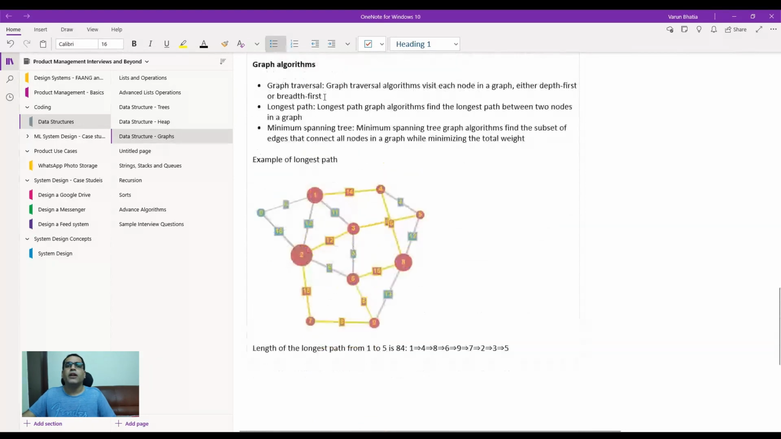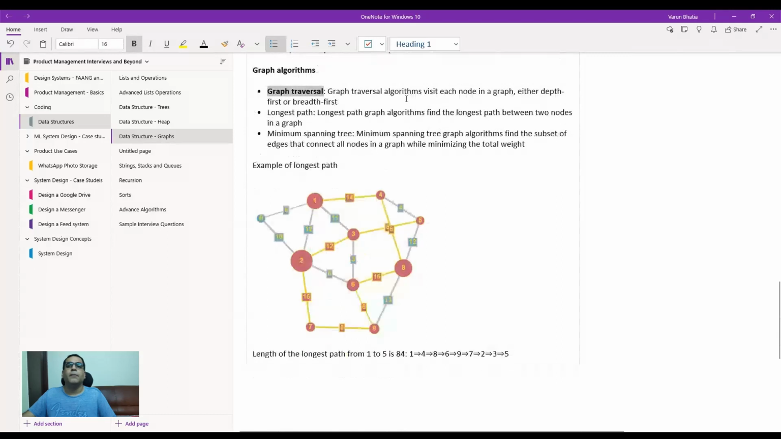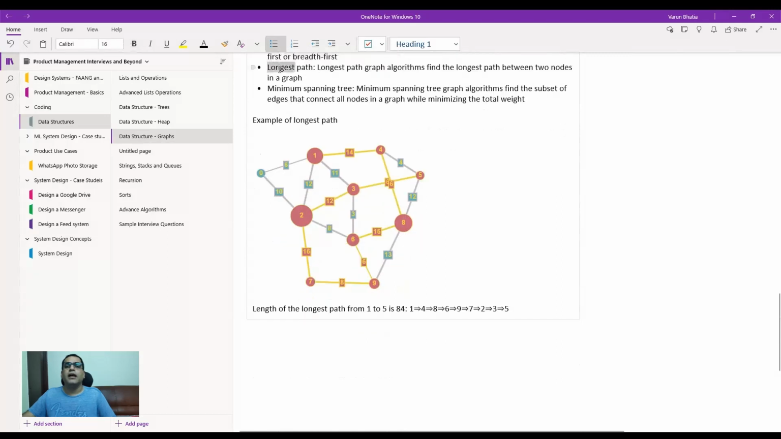Now, coming to graph algorithms, right? In terms of graph algorithms, there are different types of algorithms that are used. Graph traversal algorithms, for example, can be either depth first or breadth first. Then there are the longest path algorithms. Basically, path algorithms are used to find either the longest or the shortest path between two nodes. You specify a starting point, you specify an endpoint, and the algorithm will tell you the longest or the shortest path.